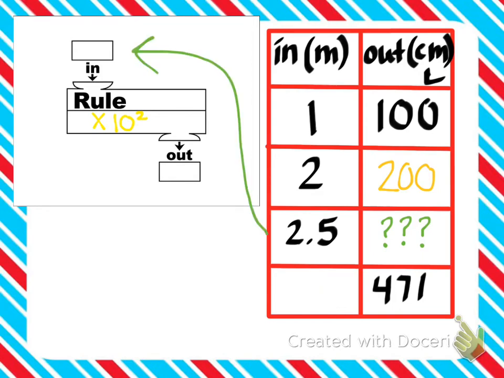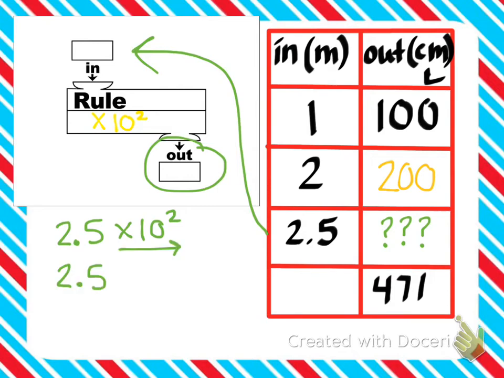Now let's do the next one. 2.5 is going to go in, and we're going to find out what comes out. So 2.5 is multiplied by 10 to the second power. We move the decimal to the right again 2 times, fill in the empty spots with zeros, and this time our answer is 250.